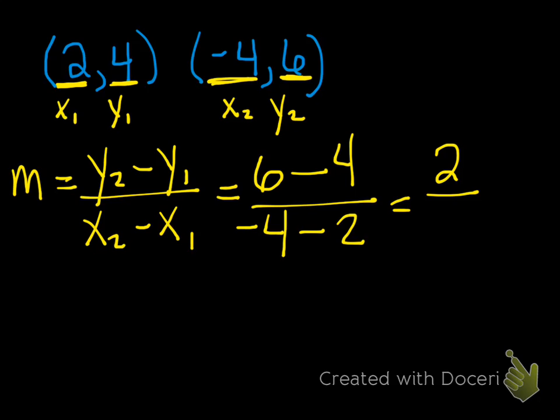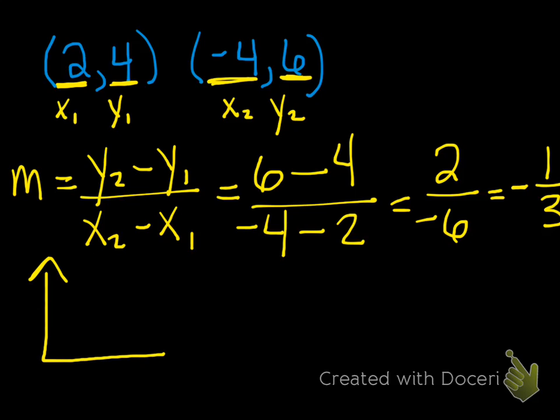-4 minus 2 is -6. Okay, so this simplifies to 1 over 3. And if I have one negative, that means my entire slope is negative. Okay, so what I want to do is, I should have some room down here. Let's say this is my graph. It's going to be kind of small.